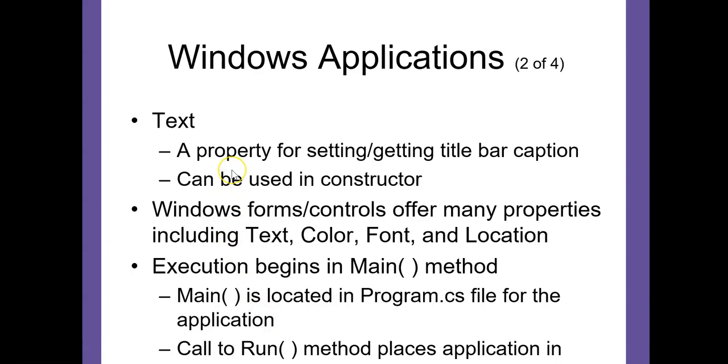Also, there is a property for setting and getting the title or caption, and in Windows programming controls offer many properties, including text, color, font, and location. We also have a main method, the same as in console programming, but in Windows programming it is mainly located in Program.cs. CS means class file, and we have a call to run the method.